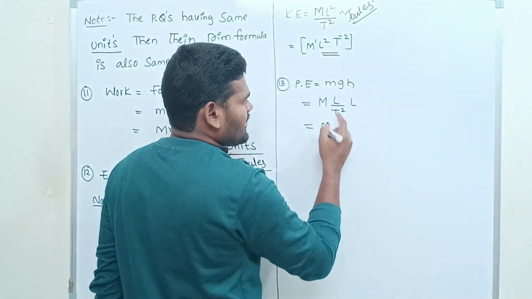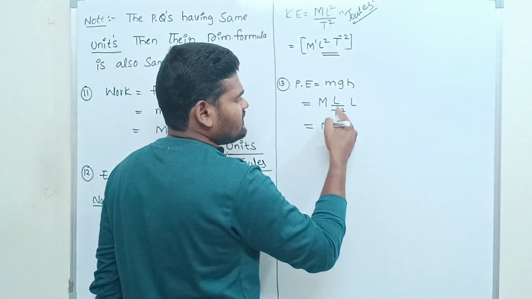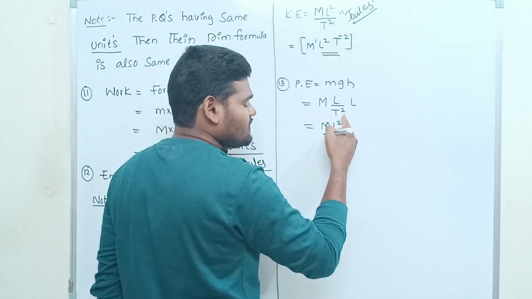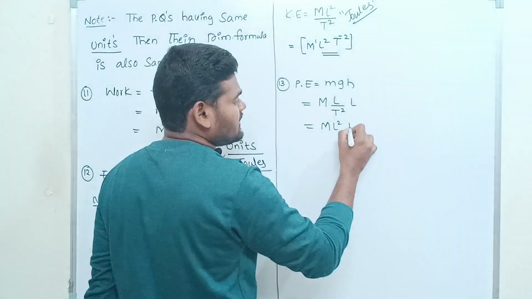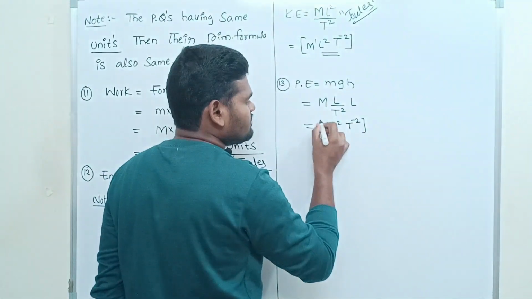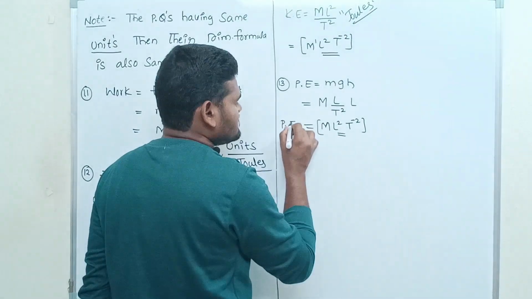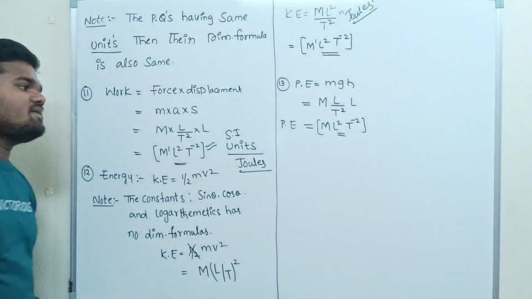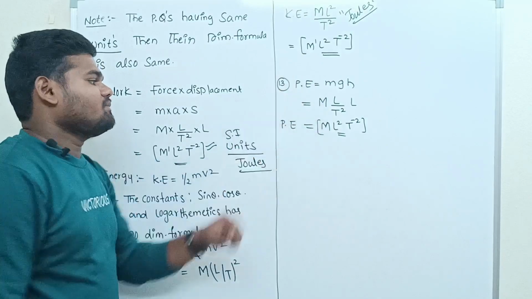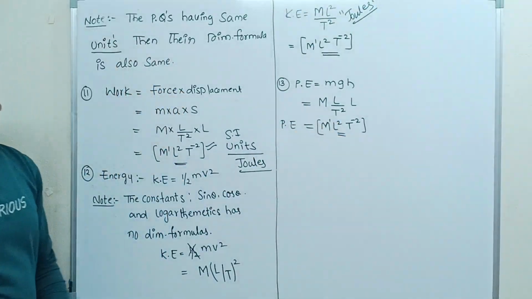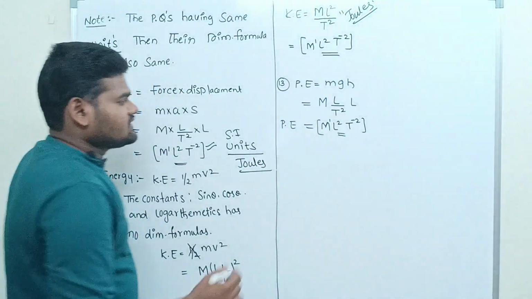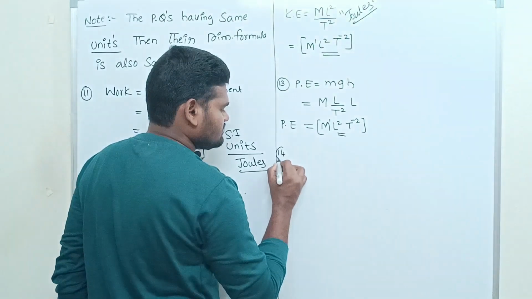So M, L into L, L square. If t power minus 2 comes to numerator, it becomes t power minus 2. See, potential energy also has the same dimensional formula: M power 1 L square t power minus 2. Any doubts? Okay. 14th one.